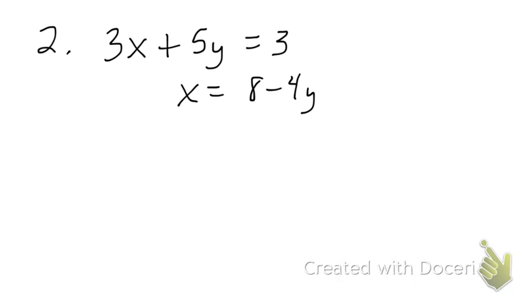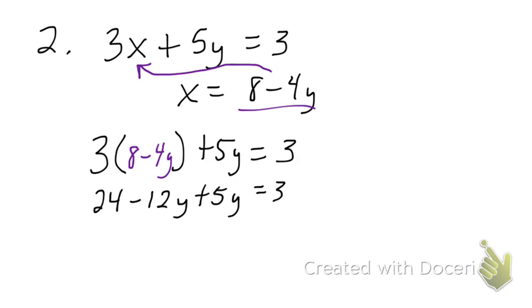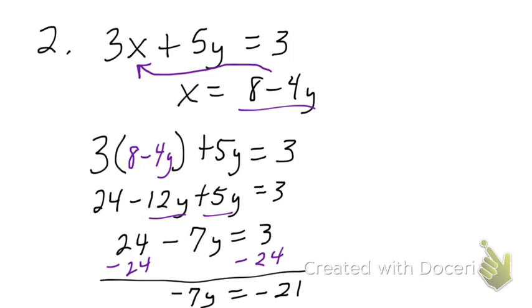We've got 3x plus 5y equals 3, and x is equal to 8 minus 4y. So again, one of the equations is solved for x. x is equal to 8 minus 4y. So I can replace x anywhere else with 8 minus 4y. In the other equation, we're going to go ahead and replace the x there with 8 minus 4y. Notice now we can solve for y. And we end up getting y equals 3 when we do that.